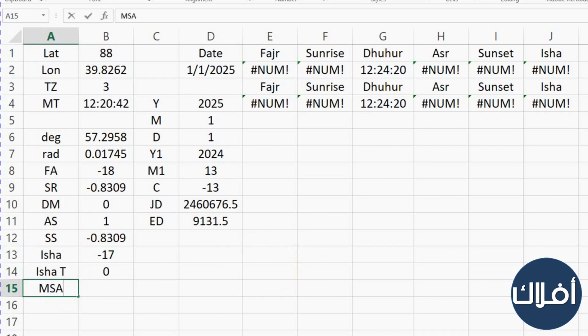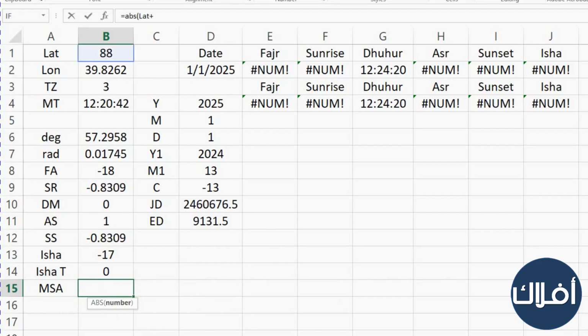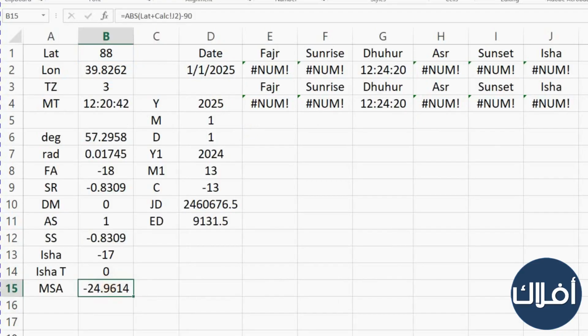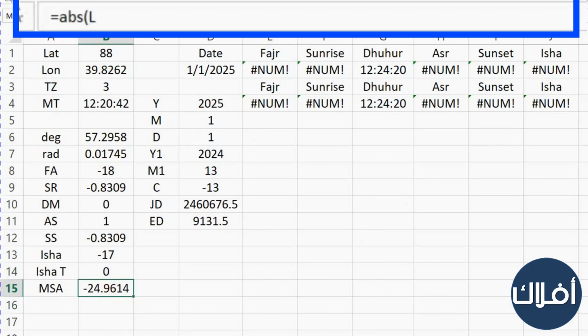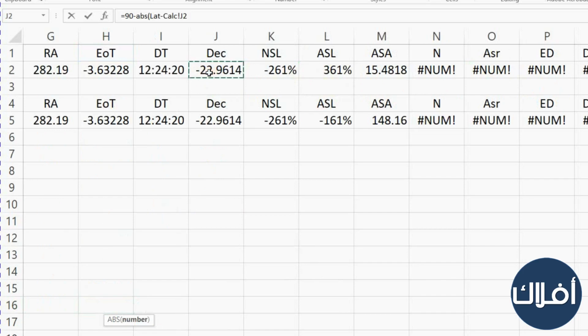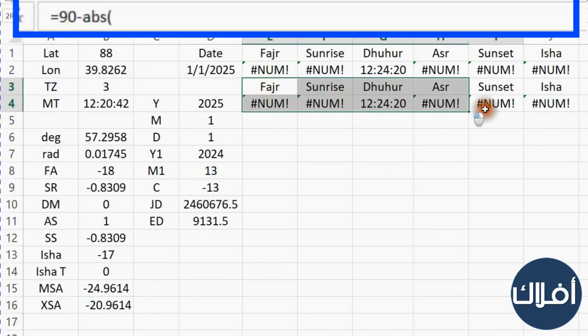So first let's define MSA, or minimum sun altitude, and the equation is the absolute value of latitude plus declination, which we take from the calc sheet, minus 90. And we call this cell MSA, minimum sun altitude. Here we'll put the maximum sun altitude angle, or XSA, and the equation is 90 minus the absolute value of latitude minus the declination, which we take from the calc sheet. And we'll call this cell XSA, maximum sun altitude.